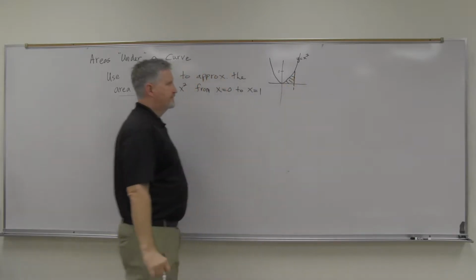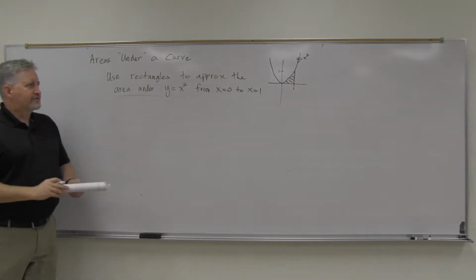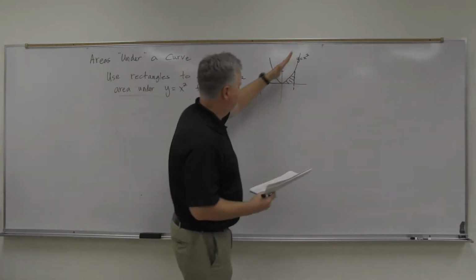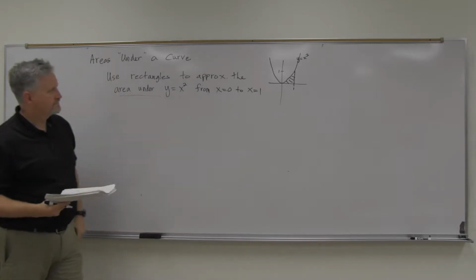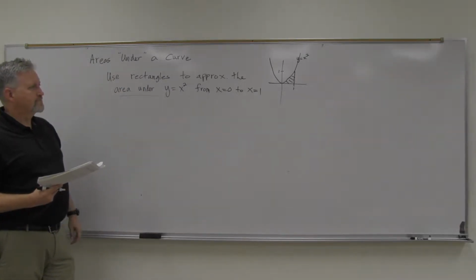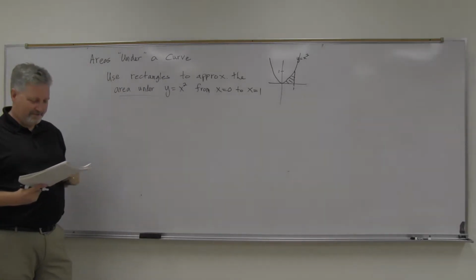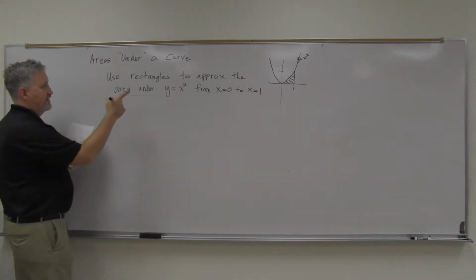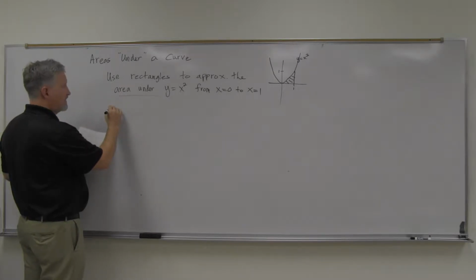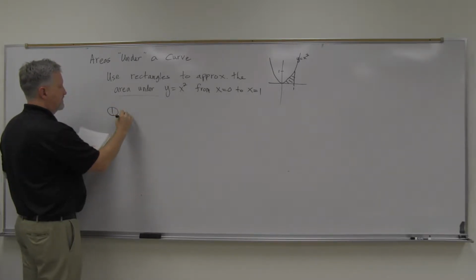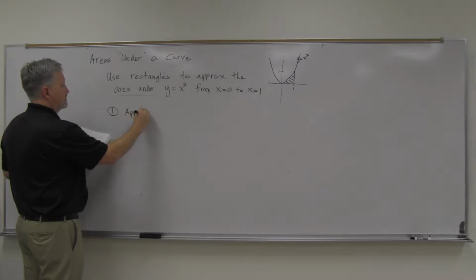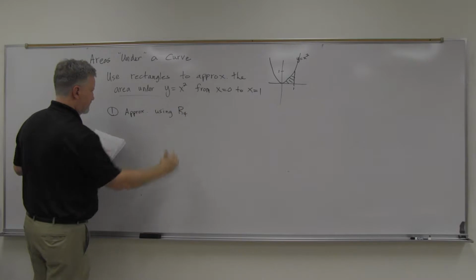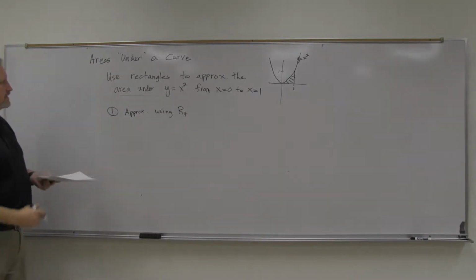That little semi-rectangular area. I mean, it's not because you've got a curve on the one side there, but that's what we want to approximate using these rectangles. All right, so number one, let's approximate that area using R4.